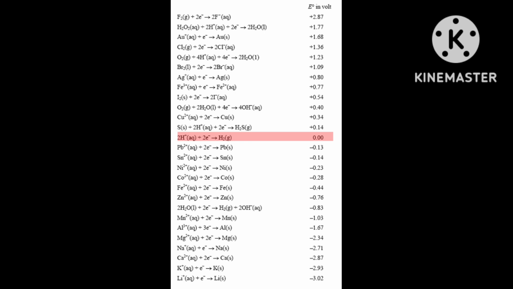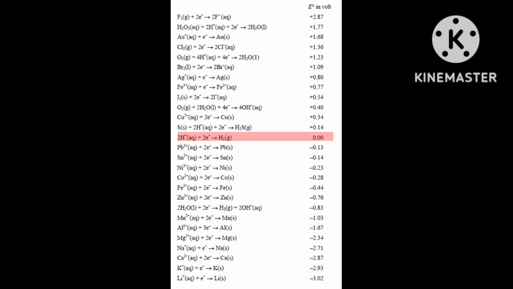Iron you write first, oblique, then metal: Fe oblique Fe. In general, as I told you, lithium ion Li+ oblique Li. This is the way to write. For hydrogen, 2H+ oblique H2, or if you want to write only one H, then H+ oblique half H2. But generally, why would you write half H2? Write complete H2, then 2H+ oblique H2.